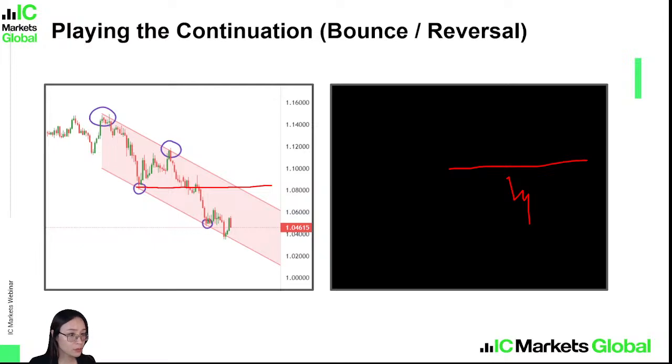Or any pair you guys want me to have a look for you. I highlight the key level.